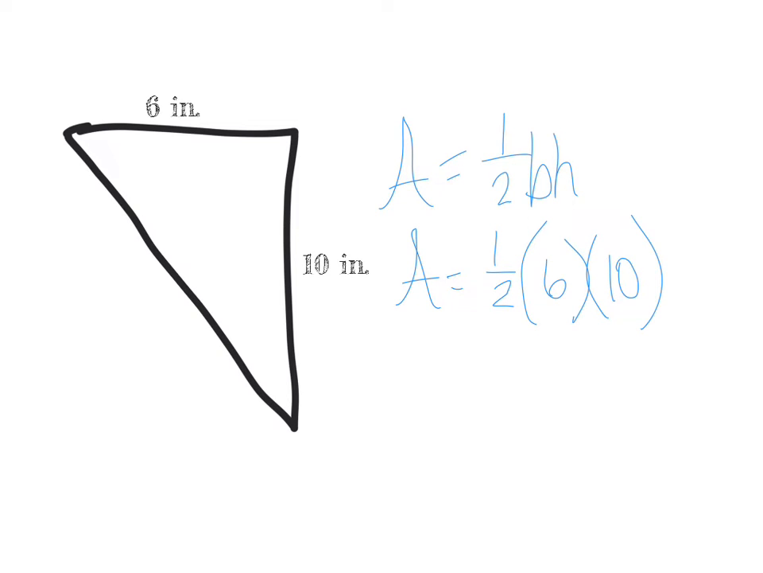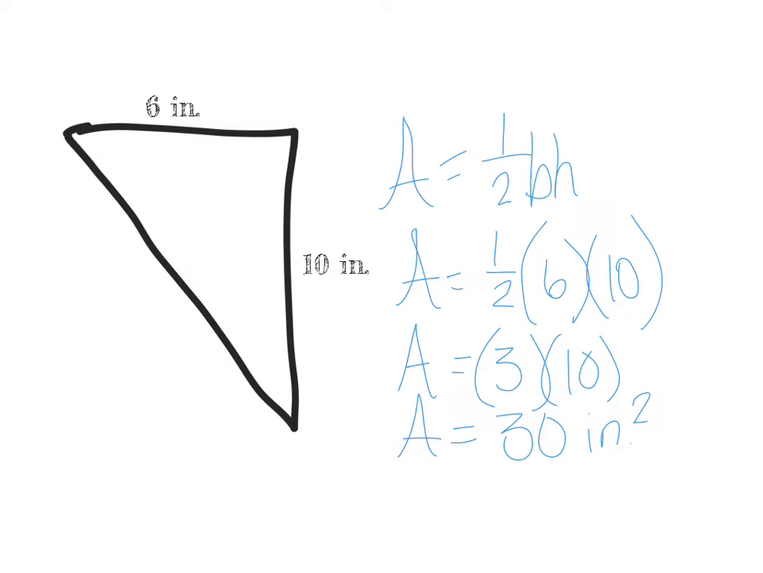Now I can take half of 6 or half of 10, but not both. Because 10 has a 0 in it, I'm going to leave 10 as it is, because multiplying by a number with 0 in it is very easy. So I'll take half of 6. So my area equals 3 times 10, and 3 times 10 equals 30 inches squared. So we got the same answer. So that formula does work. And that is why we use that formula to find the area of triangles.